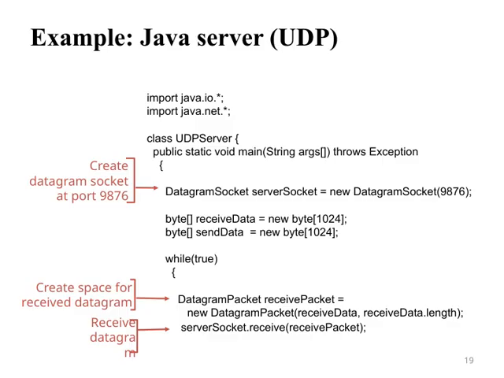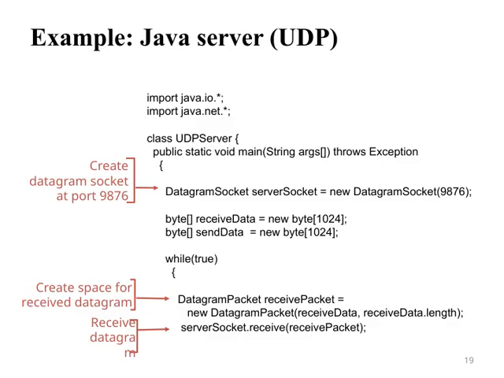Inside this loop, we create a DatagramPacket called receivePacket, passing in the receive data buffer and its length. This packet acts as a container for the incoming data. The server calls the receive method on the socket, which blocks until a datagram arrives, storing the data in receivePacket. This setup demonstrates the fundamental process of receiving data over UDP in Java.